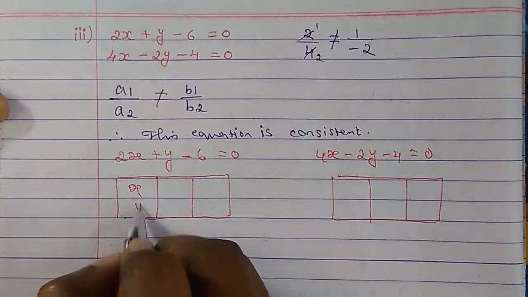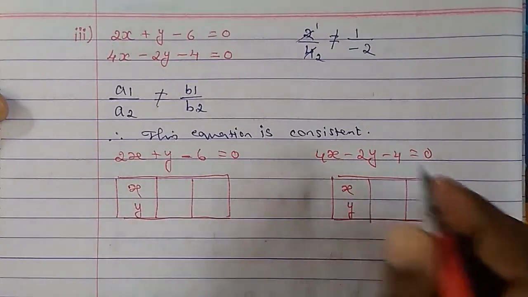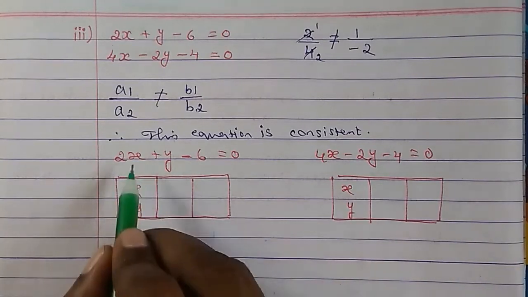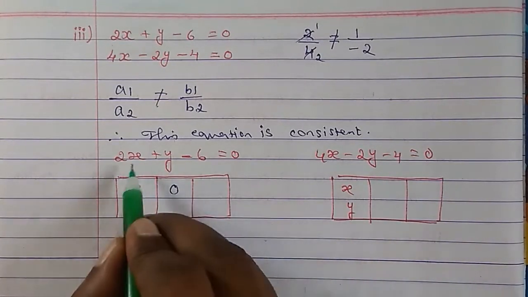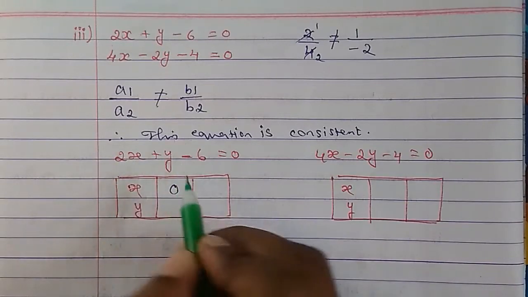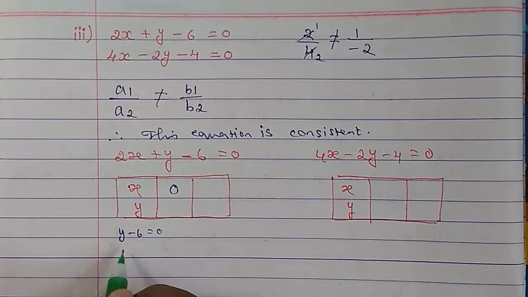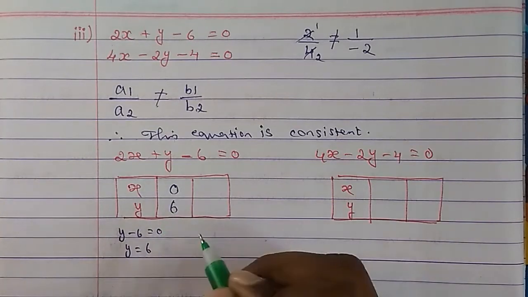So this is x, this is y, x and y. Now if we put 0 in place of x, then the whole thing will become 0. Then we'll get y minus 6 equal to 0. So y equal to minus 6 comes this side, it will become plus 6. So y will be 6.